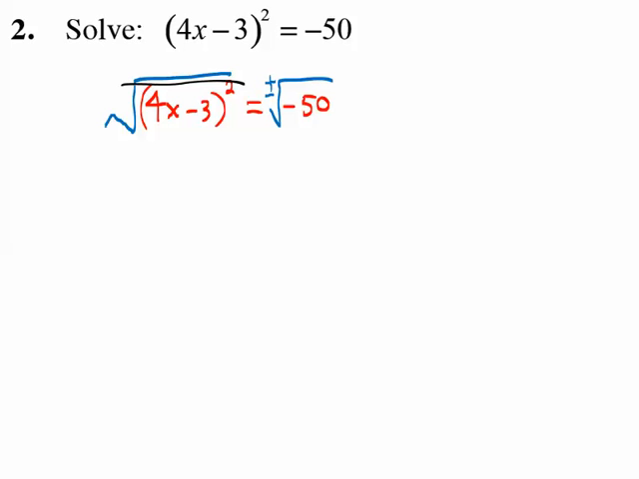And then again, the left-hand side cancels, leaving us just with 4x minus 3. The other side, here's the fun part here. So first of all, plus or minus goes there. 50 in terms of perfect squares, 25 times 2. So that means the 5 gets to go out, and then also notice it's negative. We learned that in the last chapter here. That has to be an i out there. Right. Negative square root gives you an i outside of the square root. Leftovers?